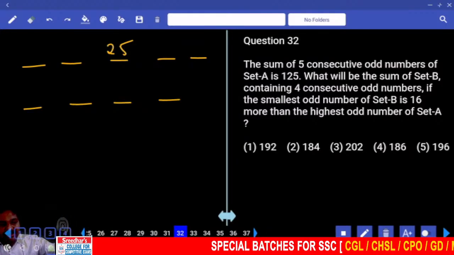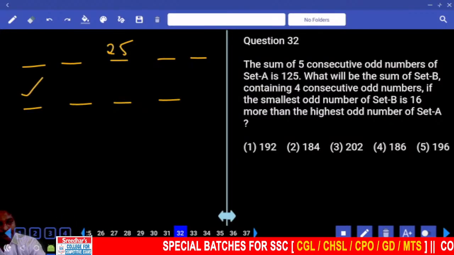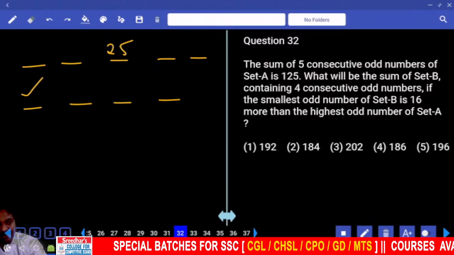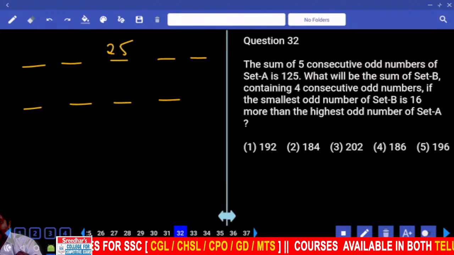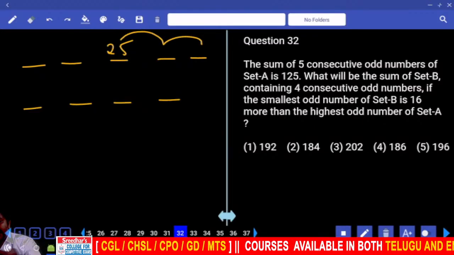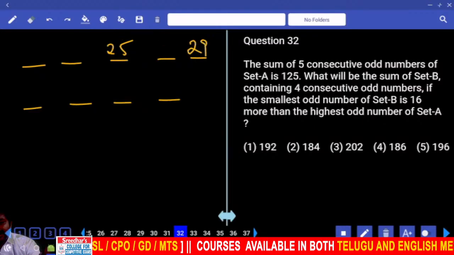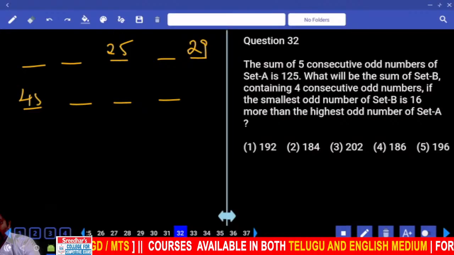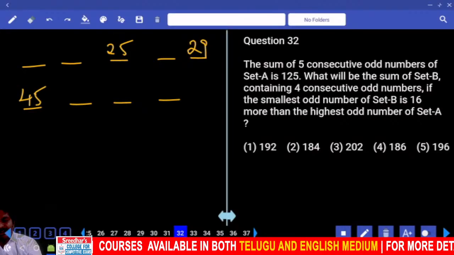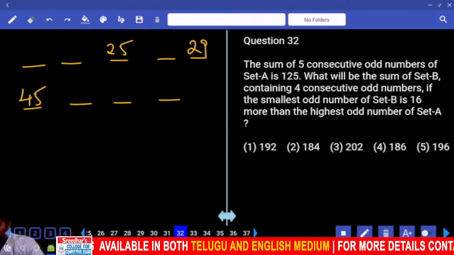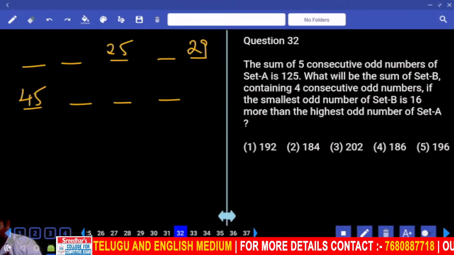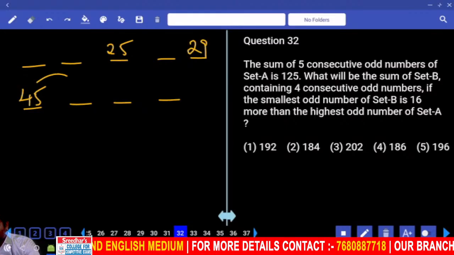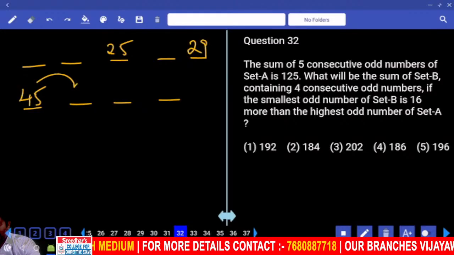If the smallest odd number of set B is 16 more than the highest odd number of set A. Set A consecutive odd numbers: 25, 27, 29. 29 plus 16 is 45. The question is to identify the sum of all the numbers. Write all the numbers and add the 4 numbers. That is one way. The other is, next number, next.